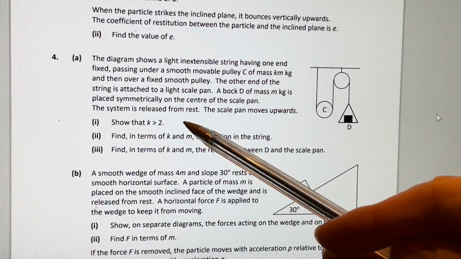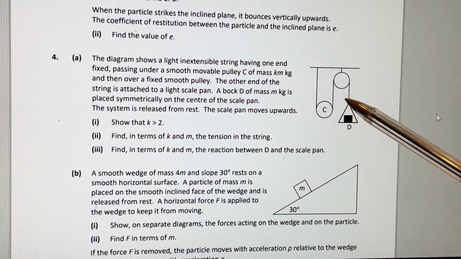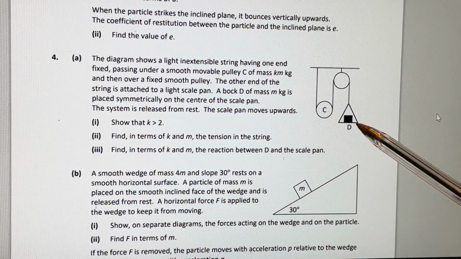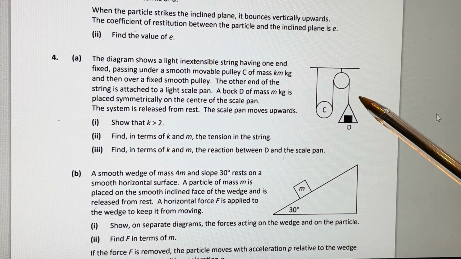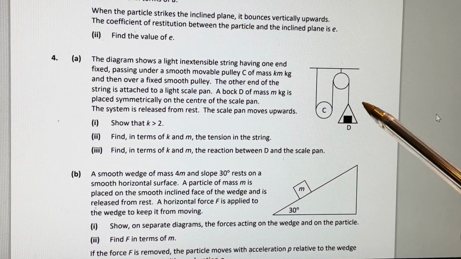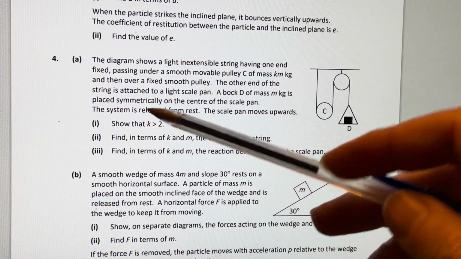So you have to show K bigger than 2. System is released from rest. The pan moves upwards. So it's kind of a hint already. If you're told that it has to move upwards, then you know that your acceleration has to be bigger than 0. And something is moving, and that'll probably lead to your inequality there.